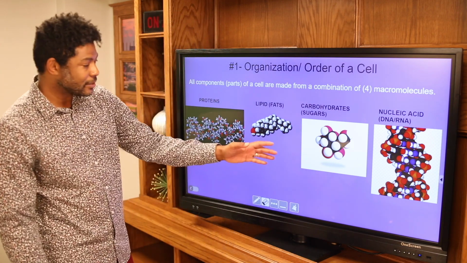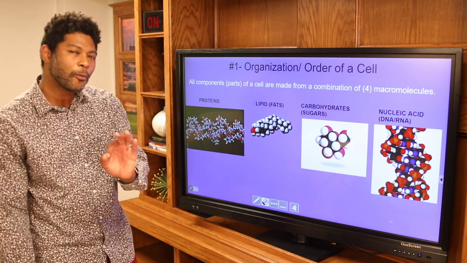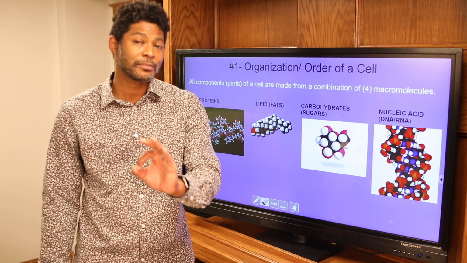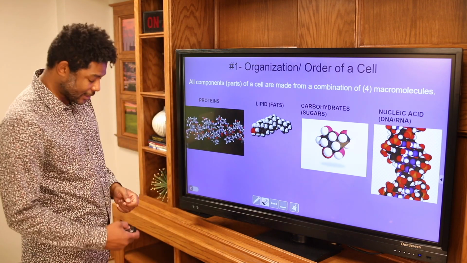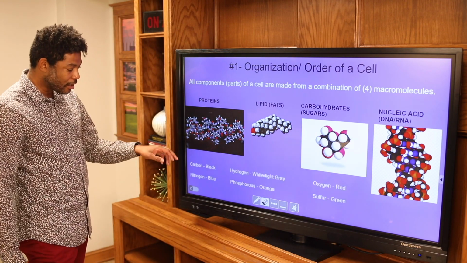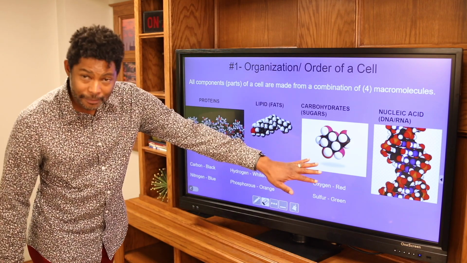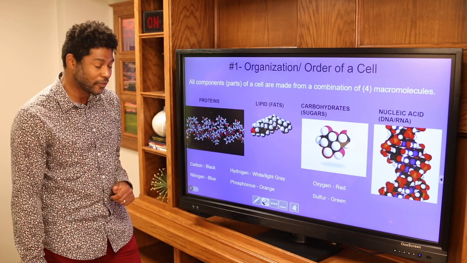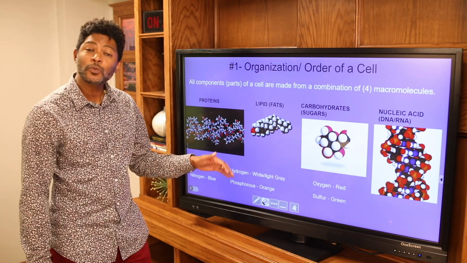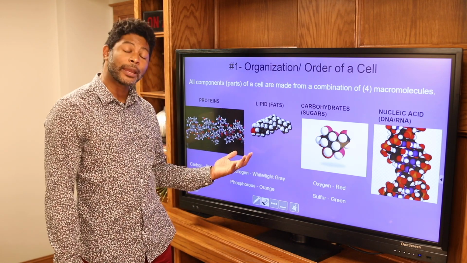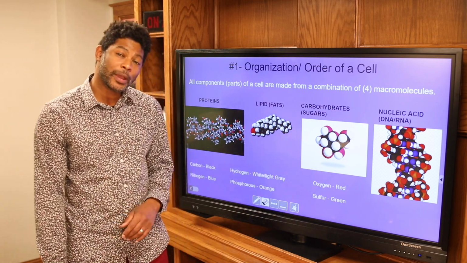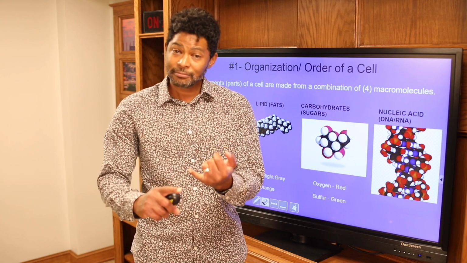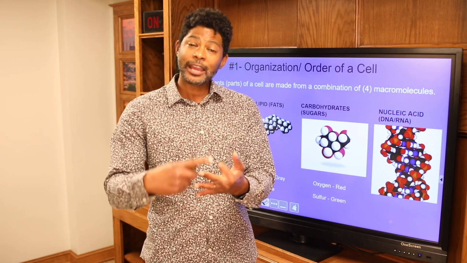I picked these models because I wanted you to pay very close attention to the color scheme. Here's what I'm saying. If you're looking at this, what you'll find is that carbon atoms here are black, and all of these have some black or dark gray spheres. Hydrogen is white, or light gray. Oxygen is red, and if you look at every single one of these, they have carbon, oxygen, hydrogen.